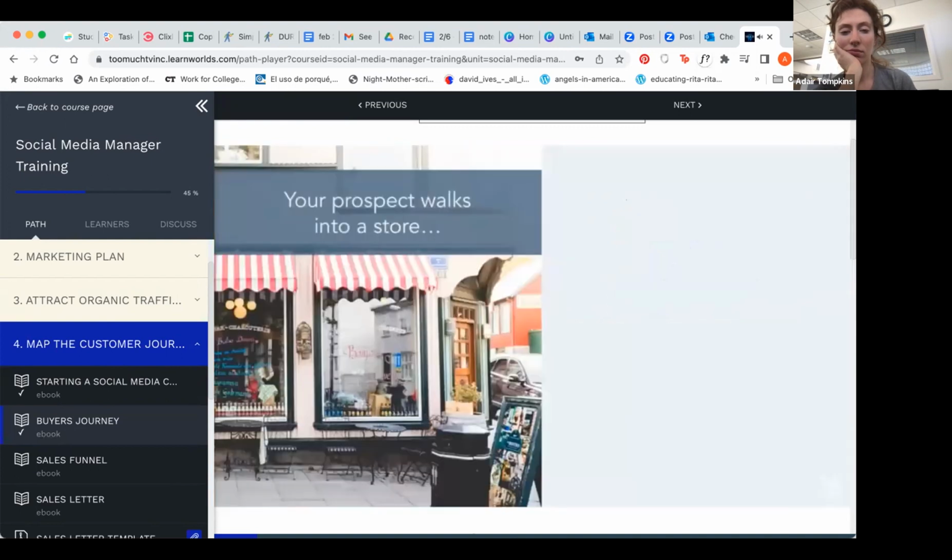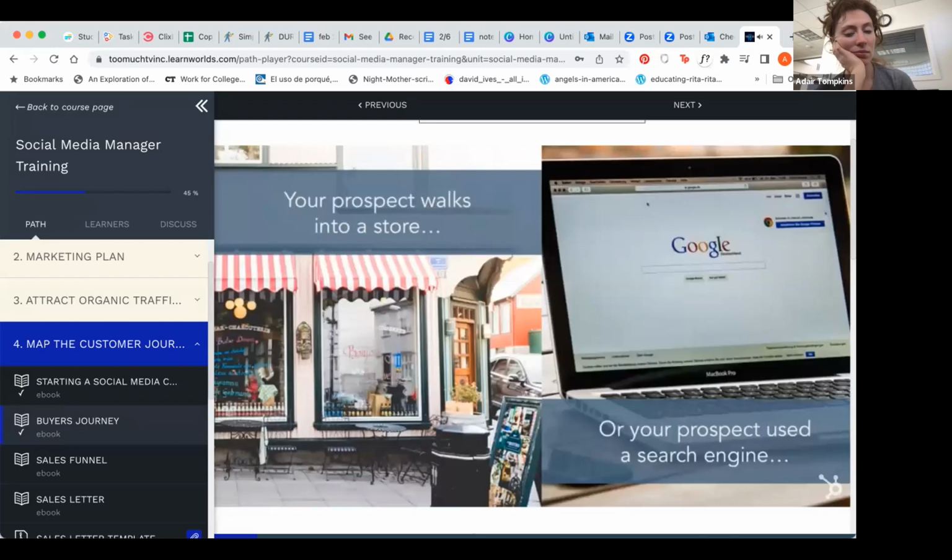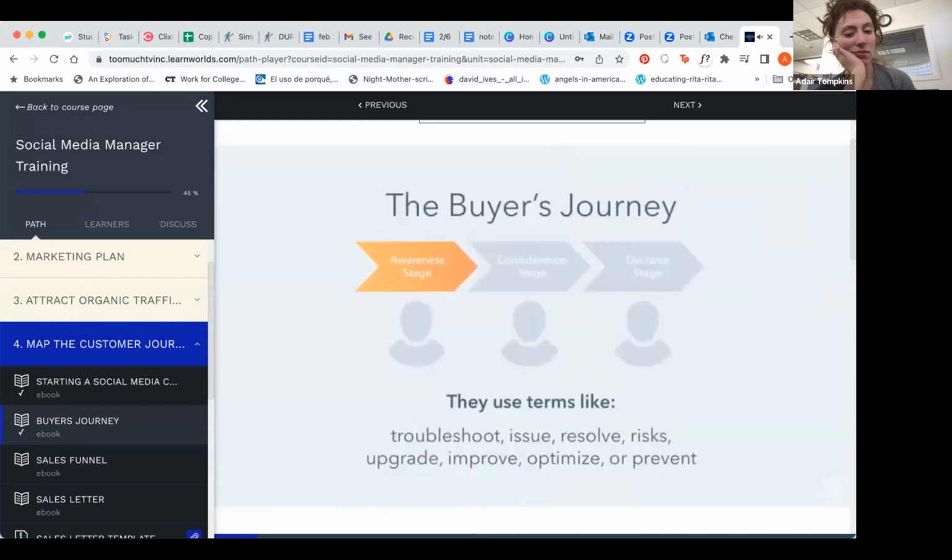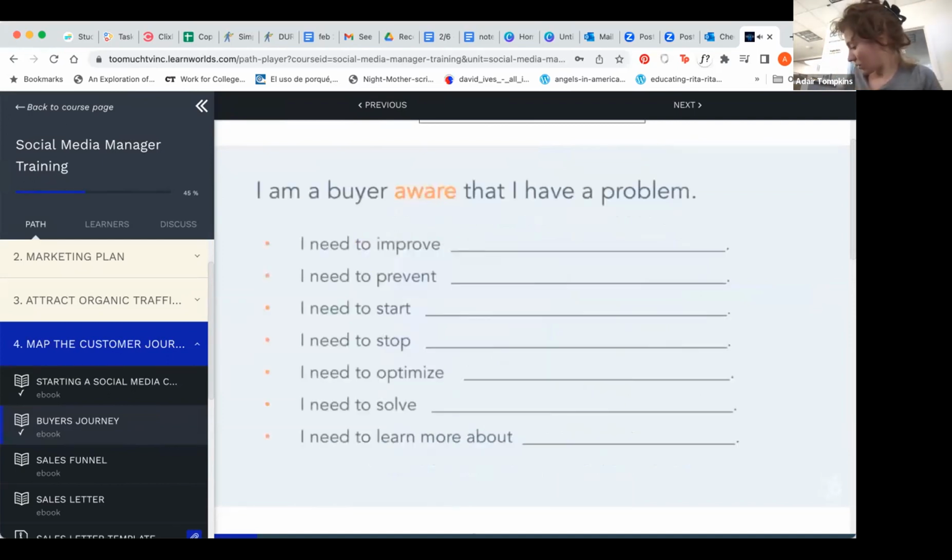If your prospect was to walk into a store and a sales clerk asked what help they're looking for, or even better, if your prospect uses a search engine, if they're in the awareness stage, they're using terms like troubleshoot, issue, resolve, risks, upgrade, improve, optimize, or prevent. Your buyer persona would describe the stage as I'm a buyer aware that I have a problem. Fill these in as if you were your buyer persona to better understand your buyer at this stage.